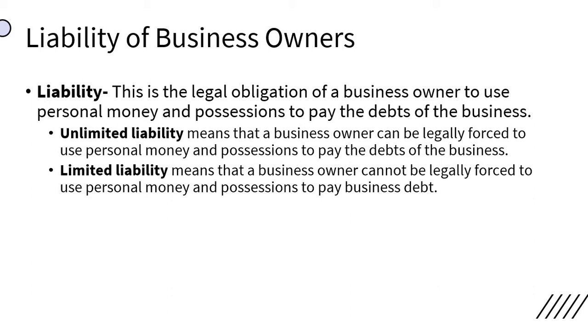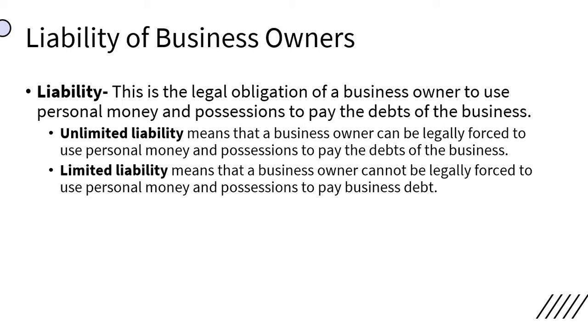Liability is the legal obligation of the business owner to use their personal money and possessions to pay the debts of the business. Okay? So we have two kinds of liability, unlimited and limited. Unlimited means that a business owner can be legally forced to use personal possessions to pay the debts they have. And limited liability means that a business owner cannot be legally forced to use personal money and possessions to pay the business debts.